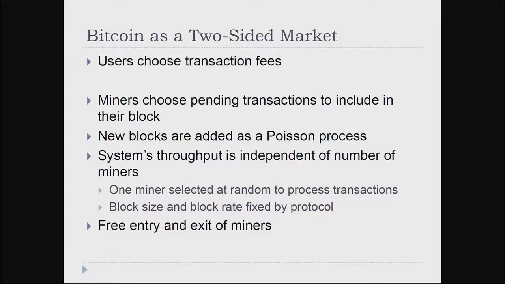New blocks are added as a Poisson process. A block in Bitcoin is added every 10 minutes, but every 10 minutes on average. Because of the way that random miners are selected, they're all trying to compute hash functions, and each one of them has a low probability of success. Many attempts together trying to get a success gives you a very good approximation of a Poisson process. So that means the block time is going to be random, and there's going to be inherent randomness in the system. That's going to be important. I'll get back to this.